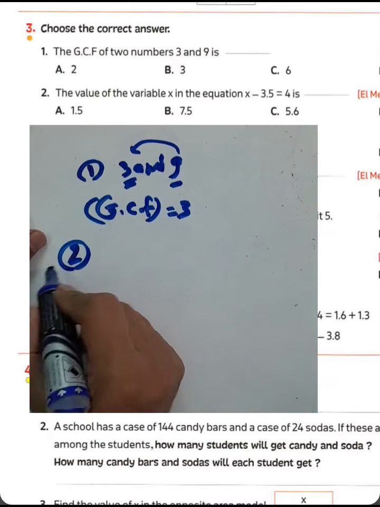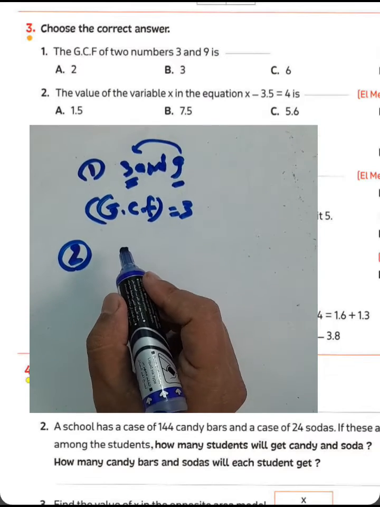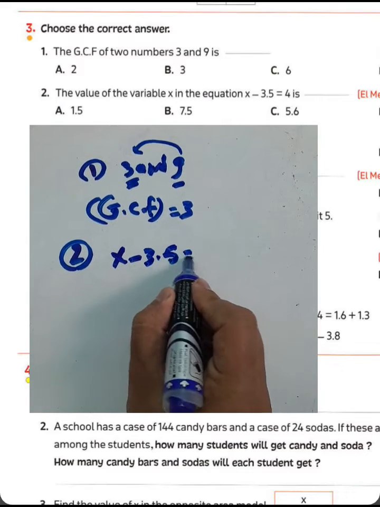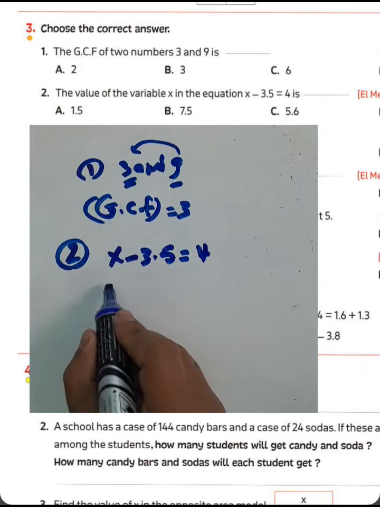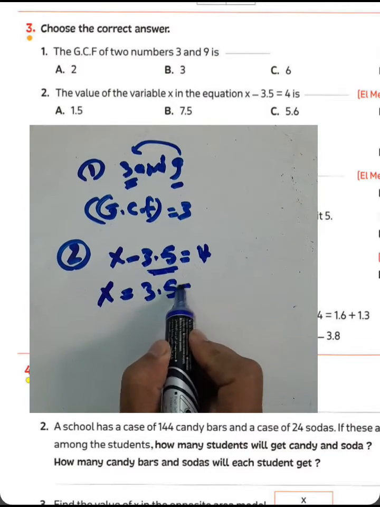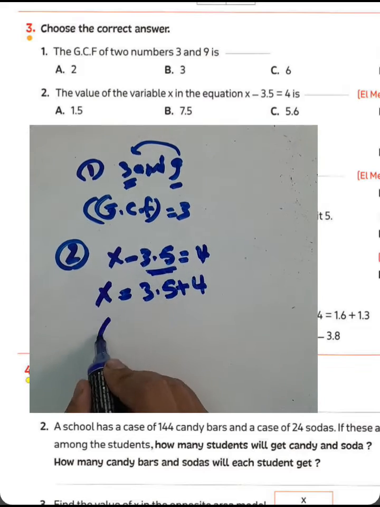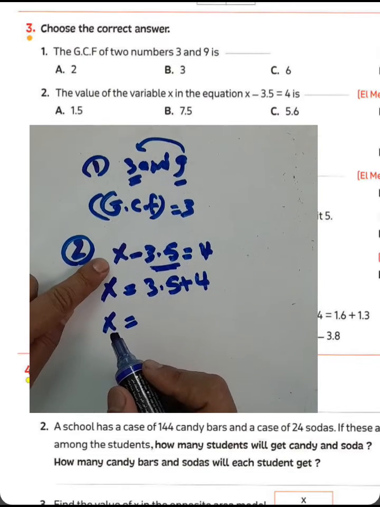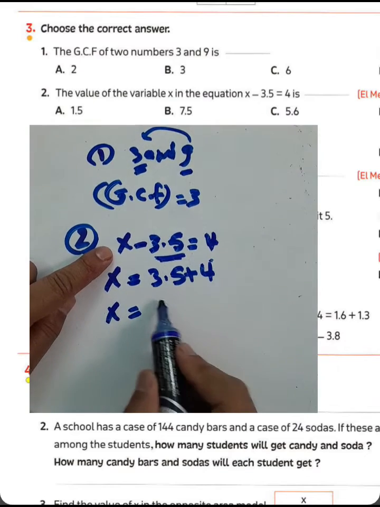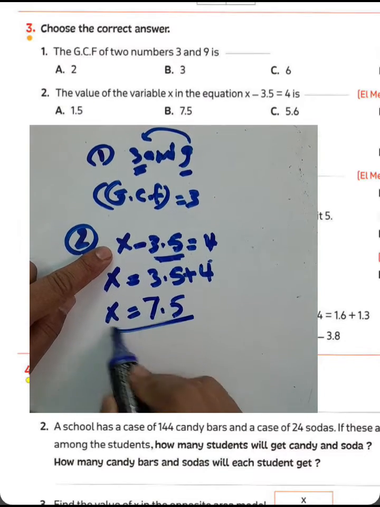Question number 2. The value of the variable x in the equation x subtract 3.5 equal 4. We can find the value of x by adding 3.5 to the difference 4. Because x here we call it the minuend. To find the minuend, you must add the subtrahend to the difference. So the result will be 7.5.